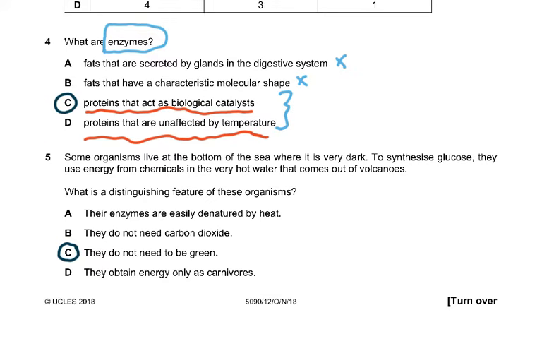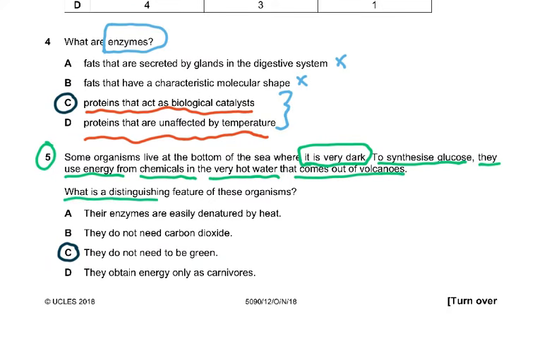Then coming on to question number 5: some organisms live at the bottom of the sea where it is very dark. Read the question very carefully. To synthesize glucose, they use energy from chemicals in the very hot water that comes out of volcanoes. What is a distinguishing feature of these organisms?